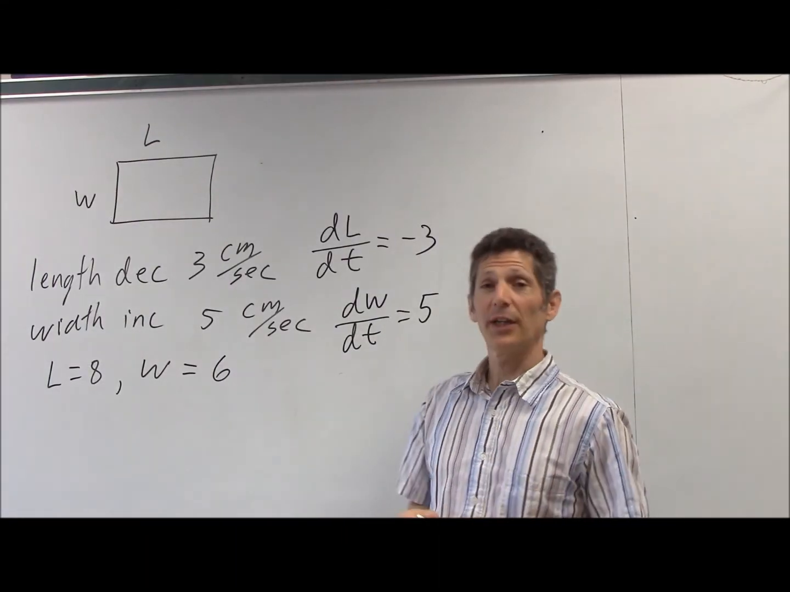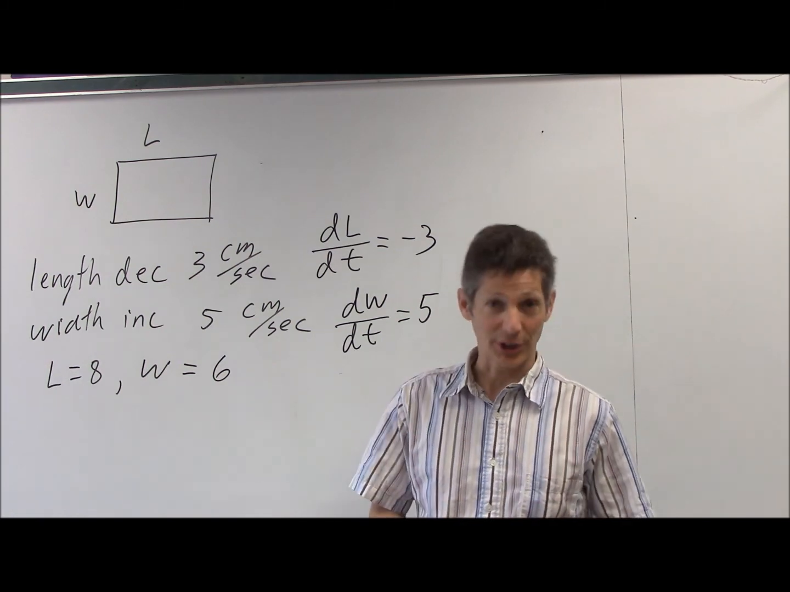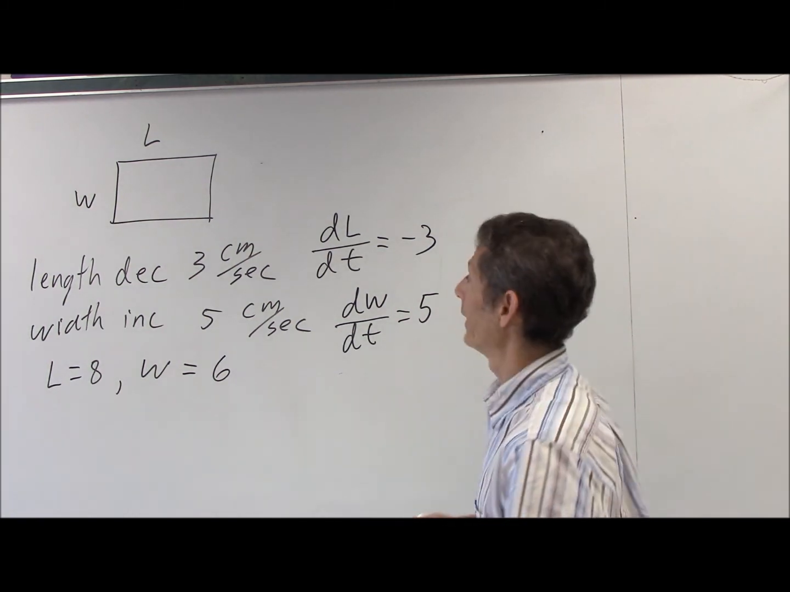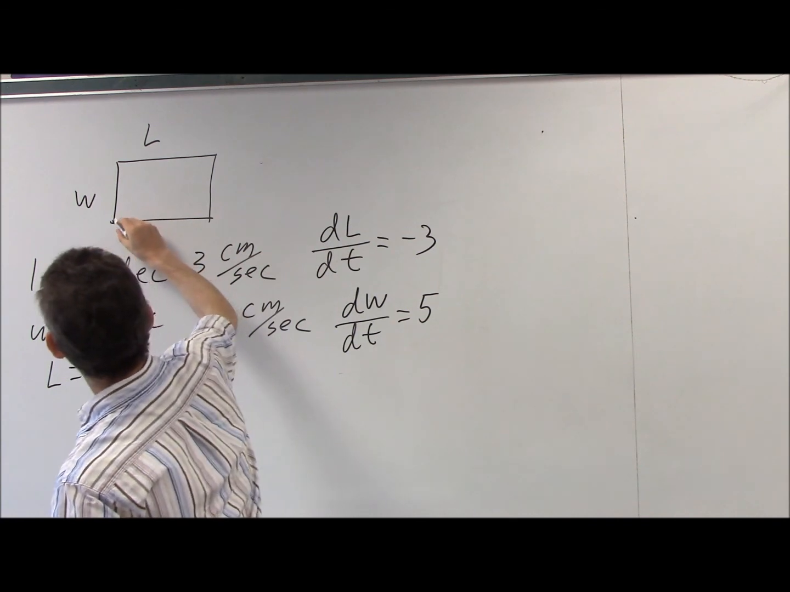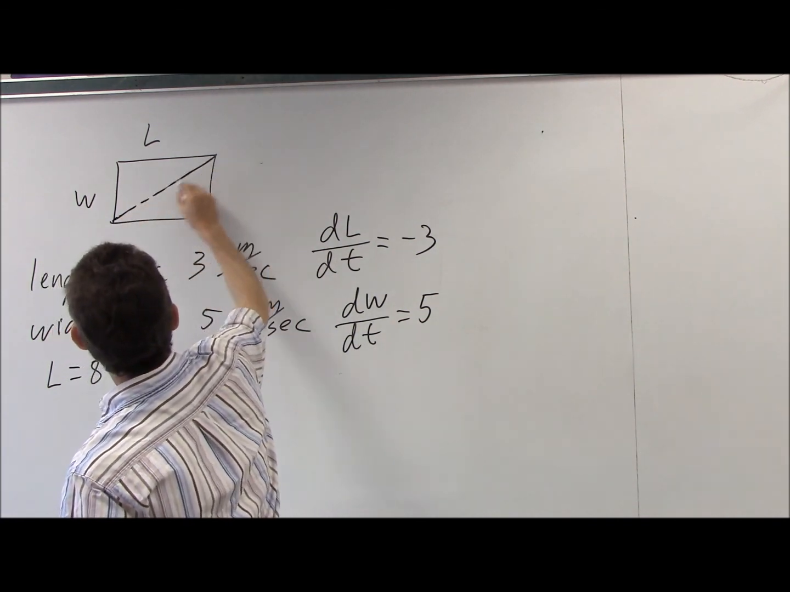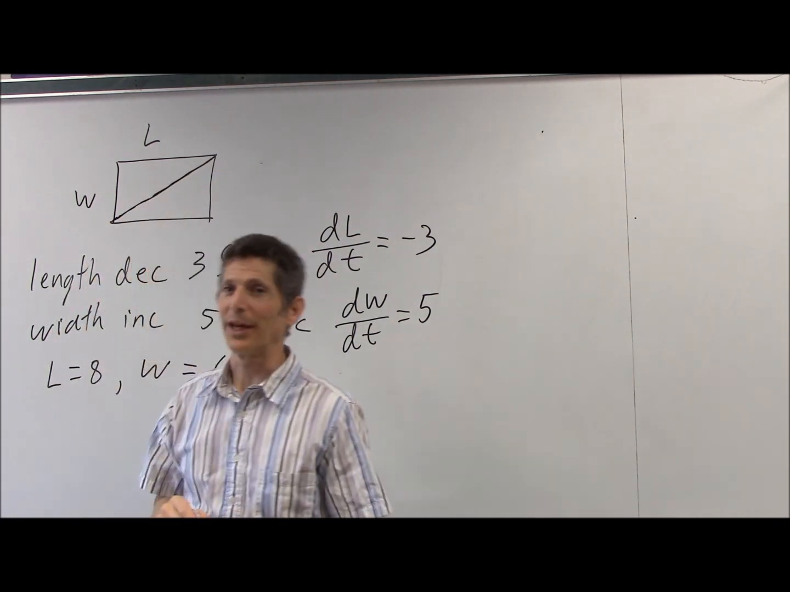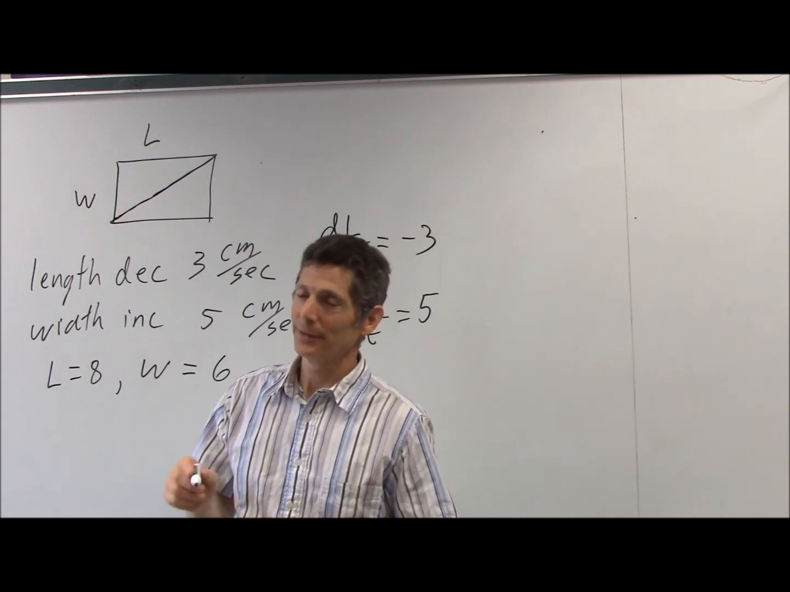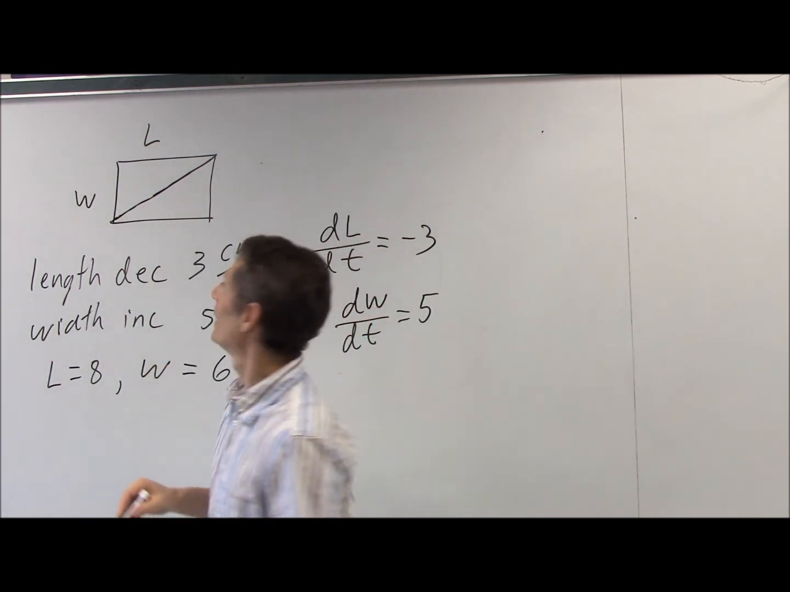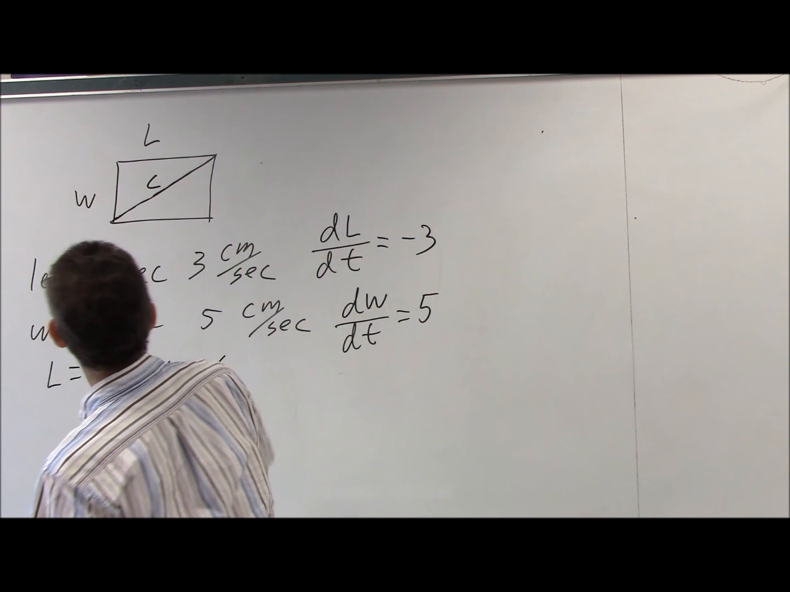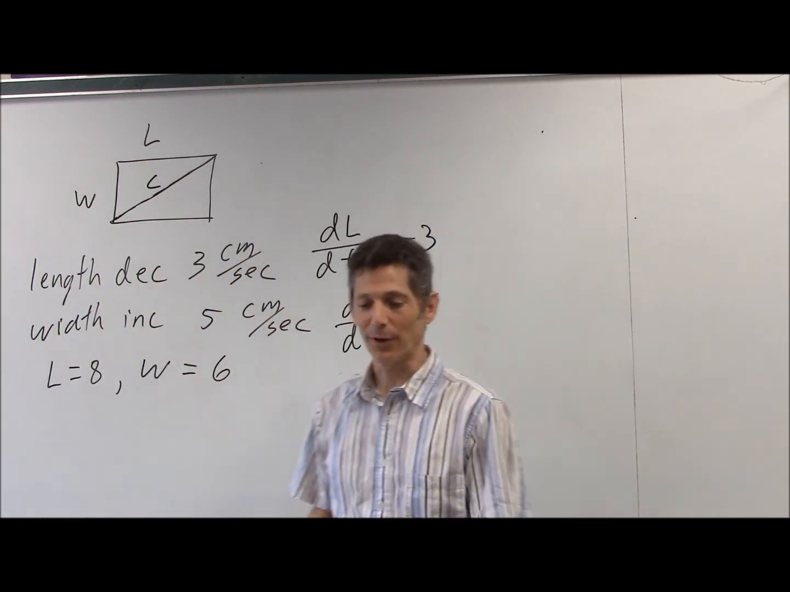So the next part says, how is the diagonal changing? Diagonal. So let's label the diagonal. I guess I could call it D for diagonal, but there's going to be a lot of D's in there. How about C? Just in terms of A, B, C.